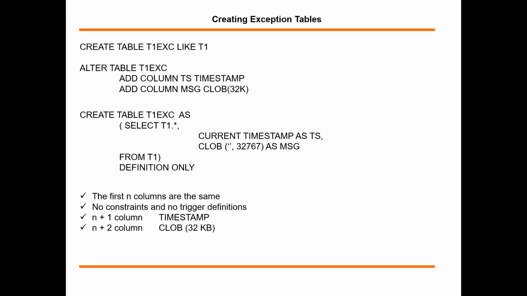Now I will quickly talk about this exception table. The exception table is the same as your original table. For example, if I have a T1 table, we simply create an exception table as T1 exe. But this exception table has two extra columns, timestamp and message. This is a standard syntax that you have to give for the exception table.